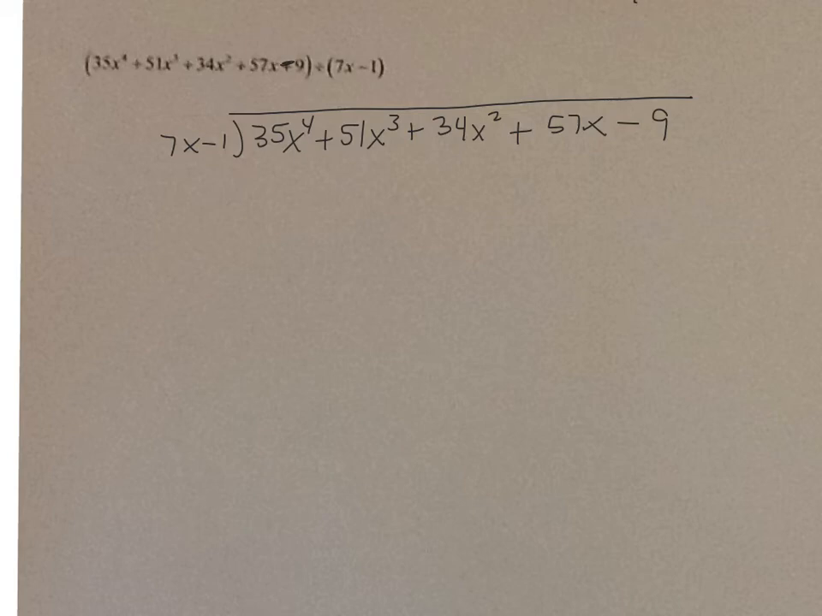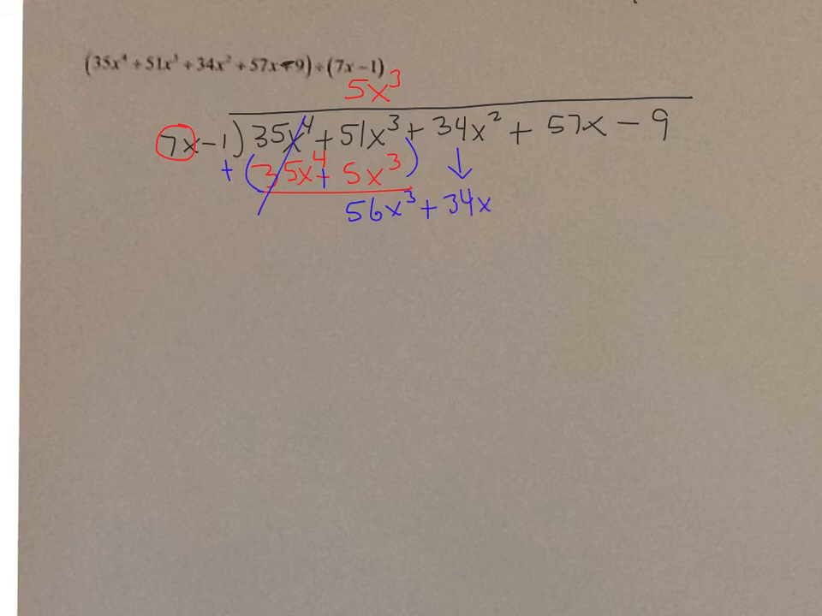Okay, so let's start dividing. So I say to myself, 7x times what gives me 35x to the 4th? And I'm going to put it right above the 51x to the 3rd. So what I need is 5x to the 3rd. Let's multiply that down, so I get negative 5x to the 3rd and 35x to the 4th. Okay, let's subtract them. They cancel. So it's 51x to the 3rd minus a negative 5x to the 3rd is 56x to the 3rd. Bring down the next term, positive 34x squared.